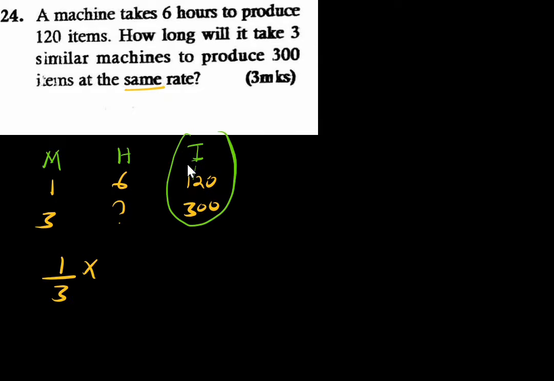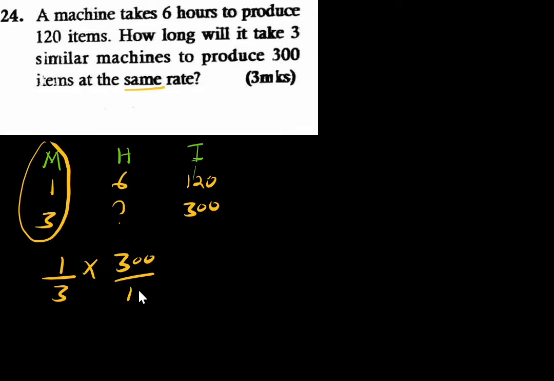Then I multiply. I come now to this other side, and therefore I hide this side. So I ask myself, if 120 items are produced in 6 hours, what about 300 items? Will it take more hours or less hours? Obviously, when the items are more, the time also will be more, and therefore it will take more hours. I'm going to pick a number which is more, so it is 300 over 120, and I multiply by 6.